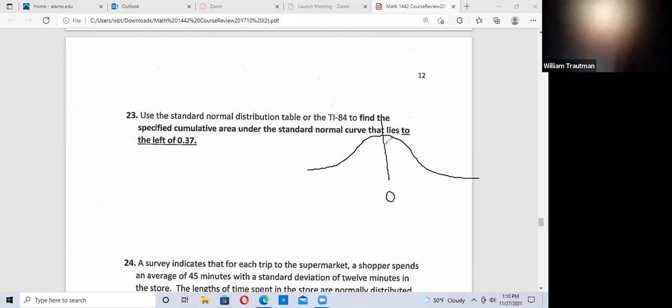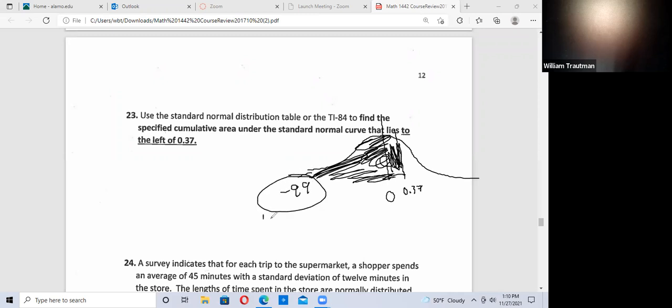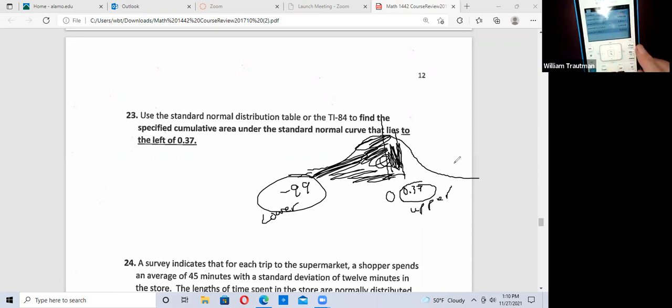Here is 0. So to the left of 0.37, 0.37 has to be somewhere over here because it's positive, so it has to be to the right of 0. So we need to find the area under the normal curve that lies to the left of 0.37. All of this is to the left of 0.37. So we're going to use negative 99 as negative infinity. That's our lower bound. The left side is always the lower bound. Our upper bound will be 0.37. So let's put negative 99 lower and 0.37 as our upper.